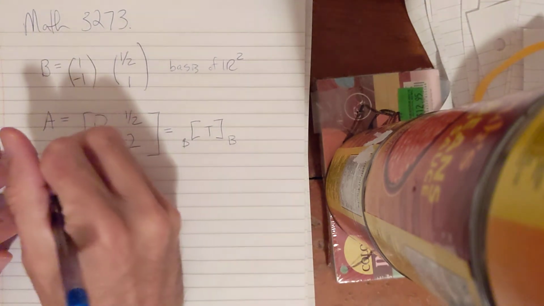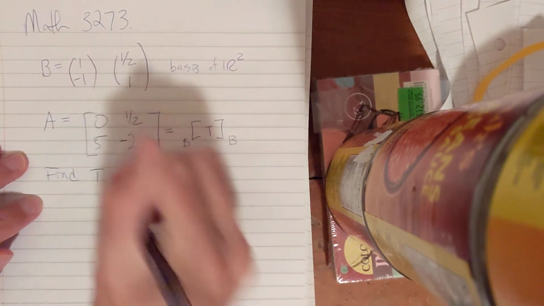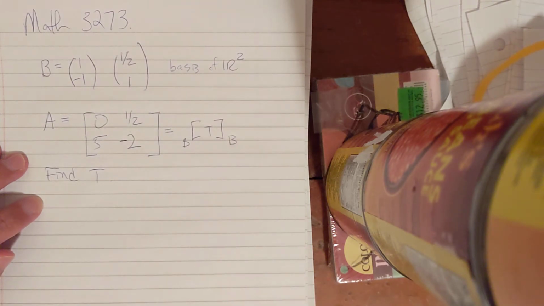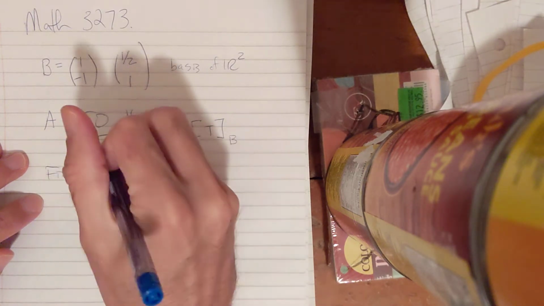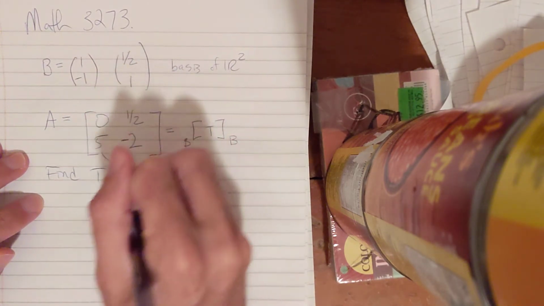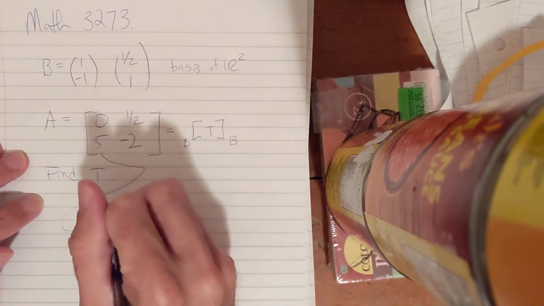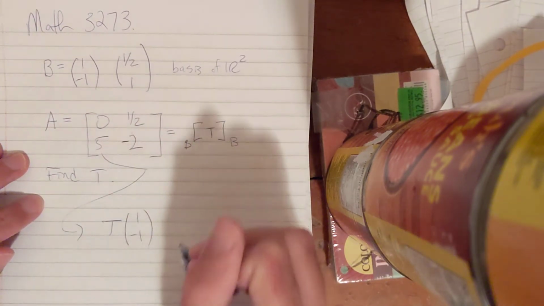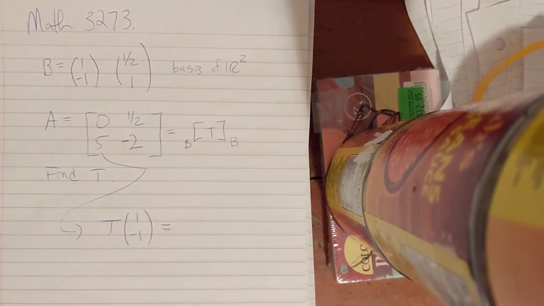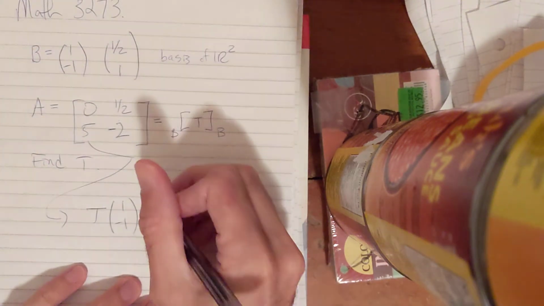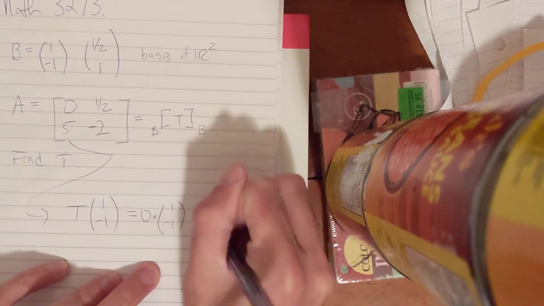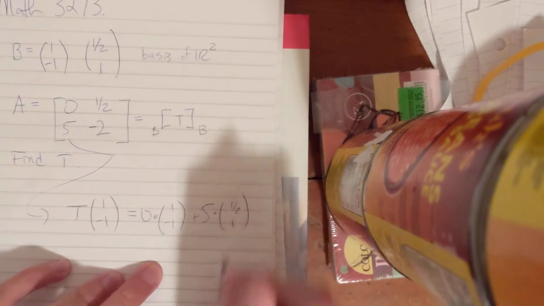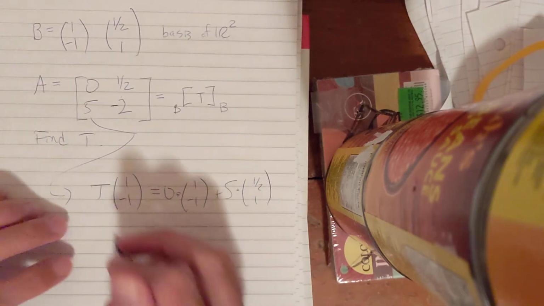Okay, and now we have to find T. So what do we do? Well, first of all, each of these columns tell us something. So the first column says that when I plug in T of (1, -1), the result has coordinates 0 and 5 relative to this basis. And that just means that it's 0 times the first vector plus 5 times the second vector. That's T of (1, -1).